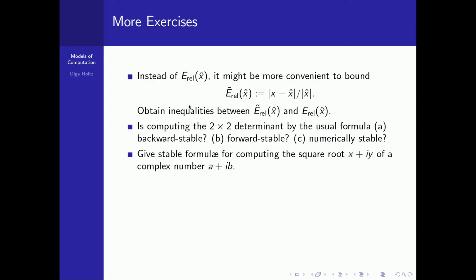If you are a computer software engineer, give me a stable way of computing square roots for complex numbers. So you have complex numbers represented as pairs of real numbers, and I want you to compute square roots in a stable manner. How would you do this?